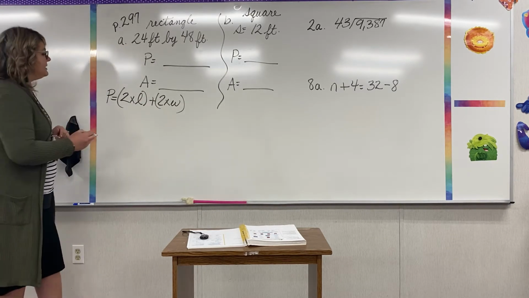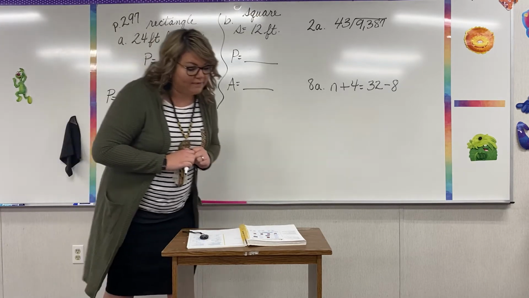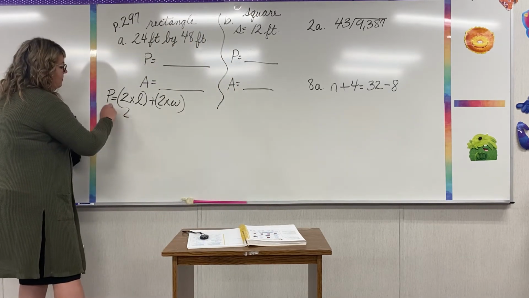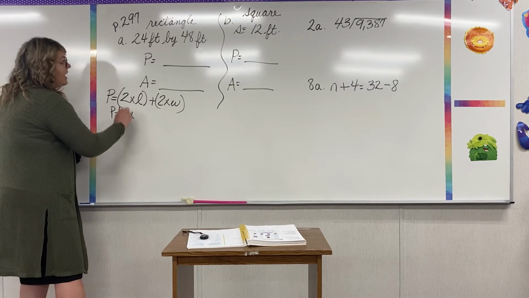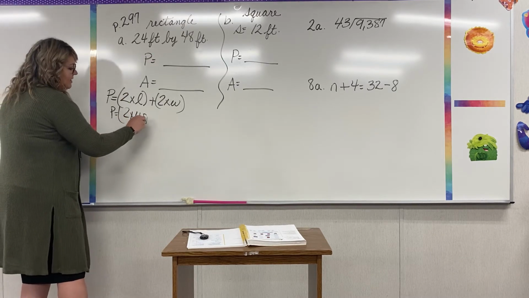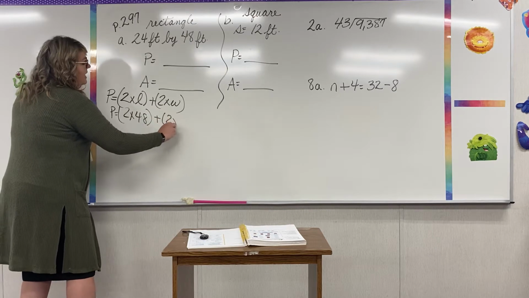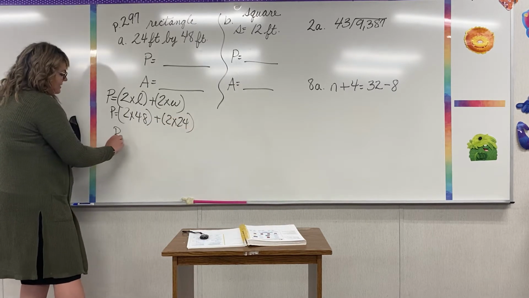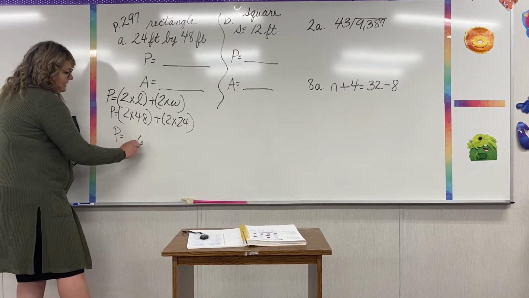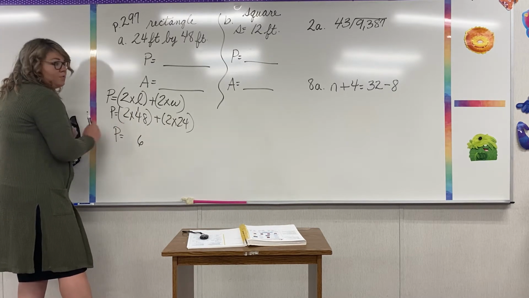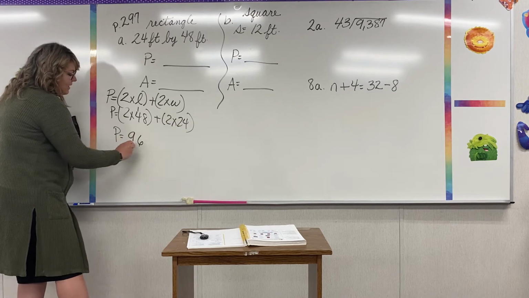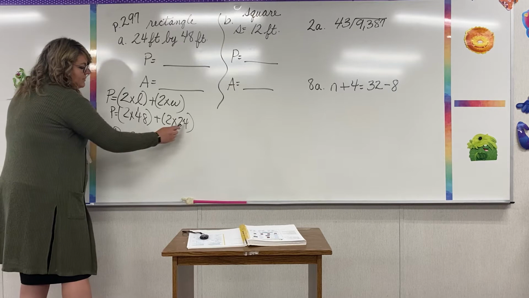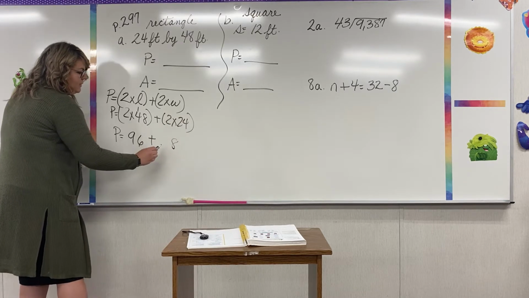Well, let's just plug this in. Make sure I have the right numbers. I do. So let's plug it right in. P equals 2 times L, which would be 48, plus 2 times W, which would be 24. Now right here, you can sideways multiply. 2 times 8 is 16. Carry my 1. 2 times 4 is 8 plus 1 is 9. So that would be 96. Plus 2 times 24: 2 times 4 is 8, and 2 times 2 is 4.